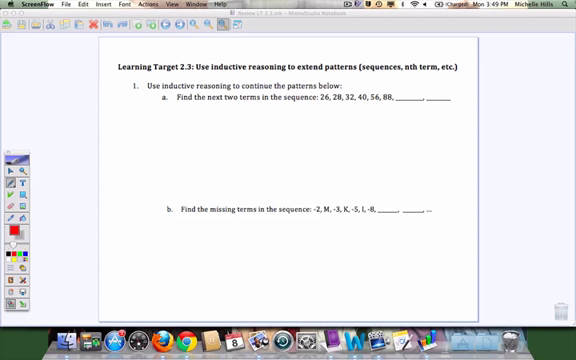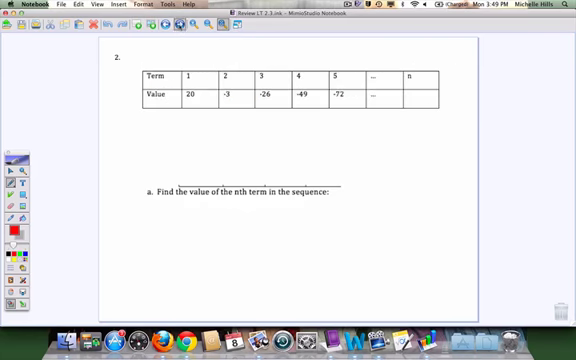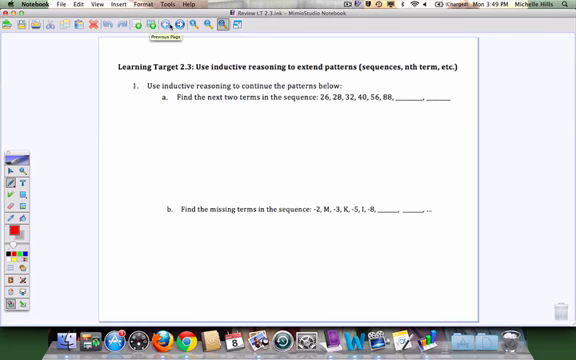So we're going to use inductive reasoning, which means we're going to look at a pattern, and then assuming that pattern continues, we're going to find the next pieces in the sequence. And in some cases, it's lists of numbers or letters. Sometimes you're going to be writing rules. But when I look at this first one, I'm saying, well, 26 plus 28, I'm adding 2.